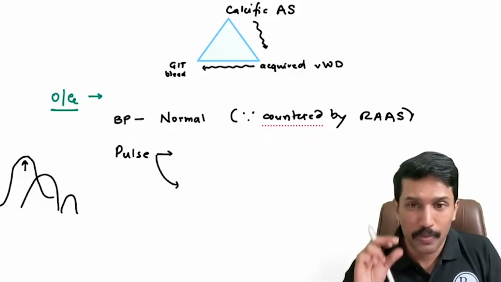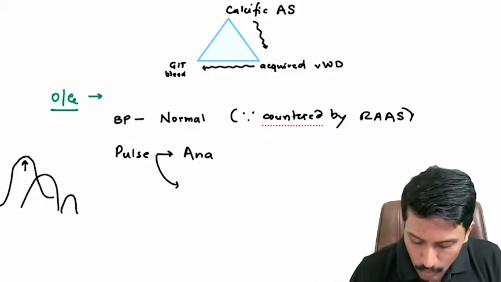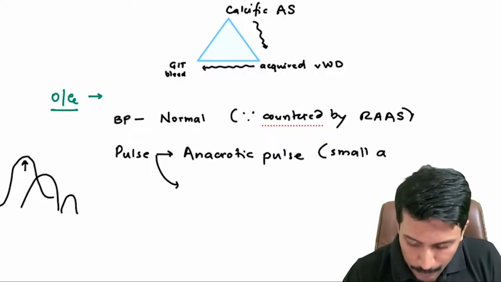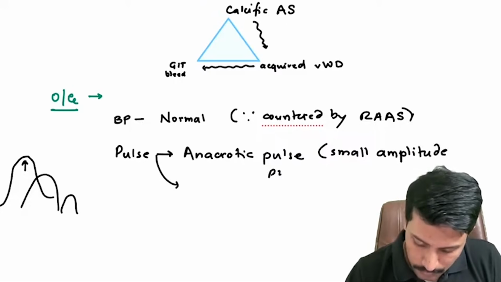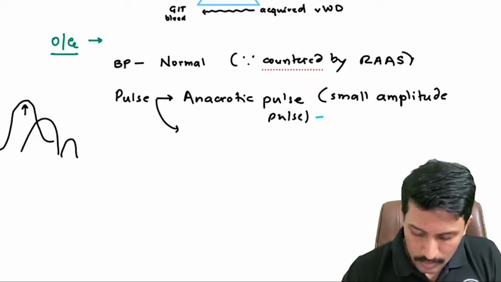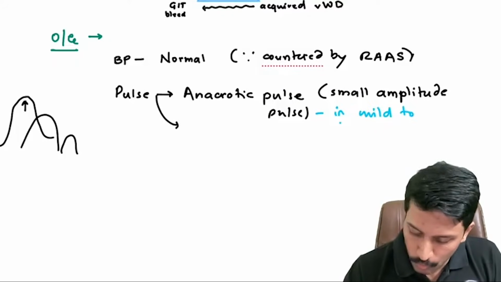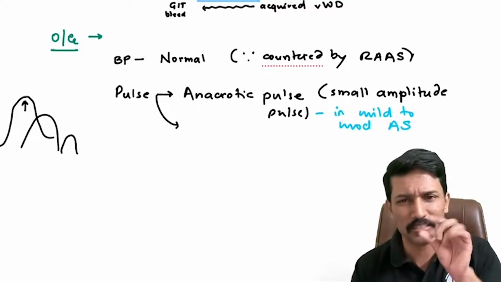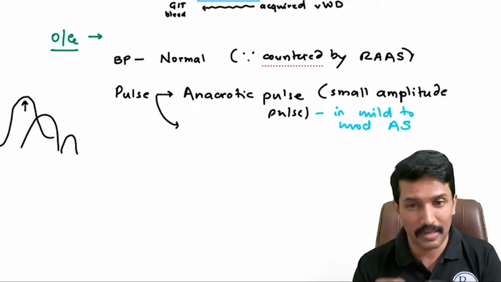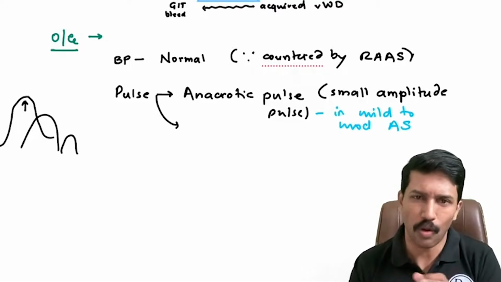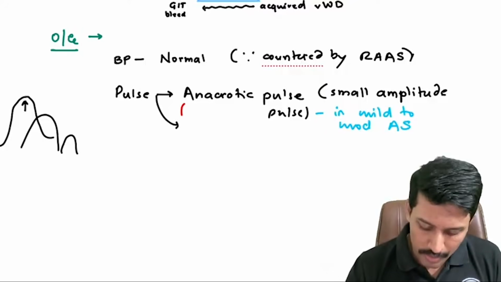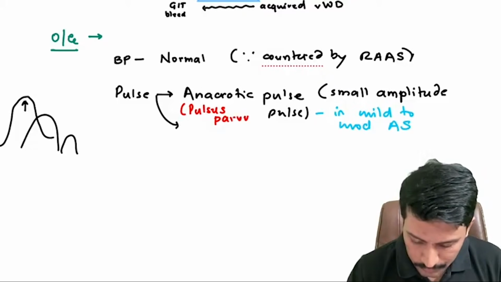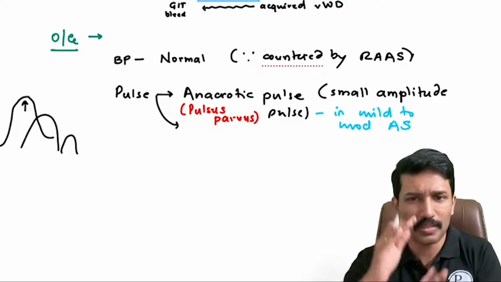So that small peak of the pulse is called anacrotic pulse. It is nothing but a small amplitude or small peak pulse, seen in mild to moderate aortic stenosis. Yes, the common day-to-day term for this small amplitude pulse is feeble pulse. The technical term is either pulsus parvus or anacrotic pulse. Parvus means small. Amplitude is small.